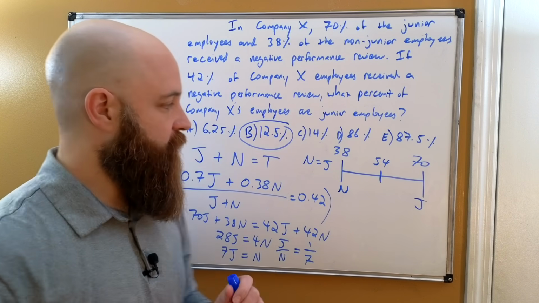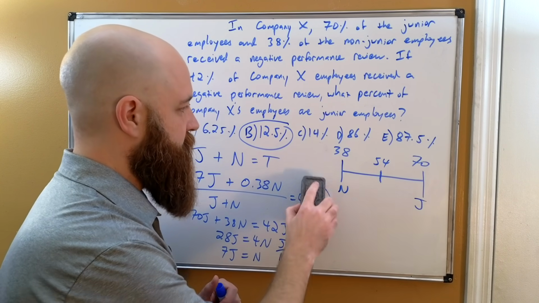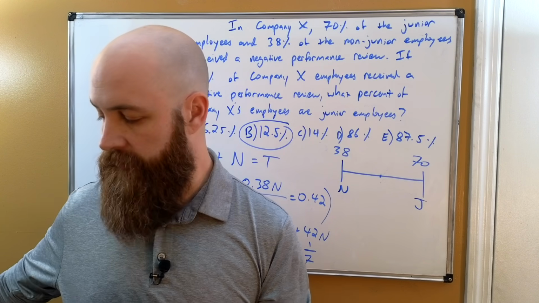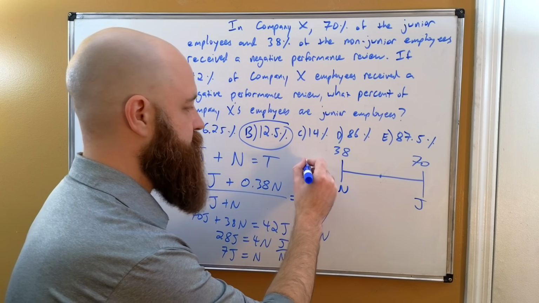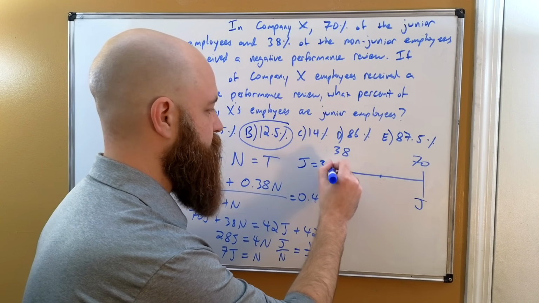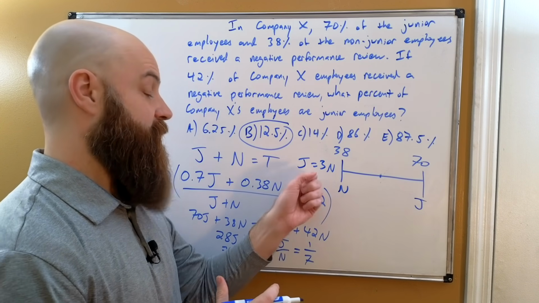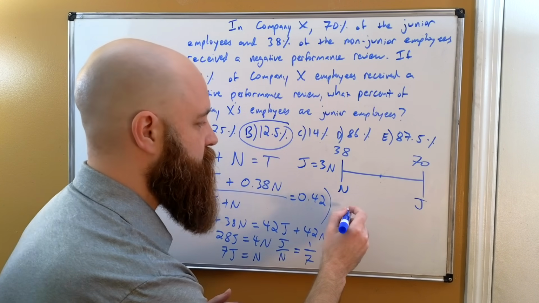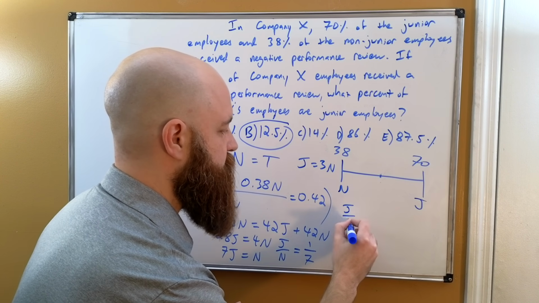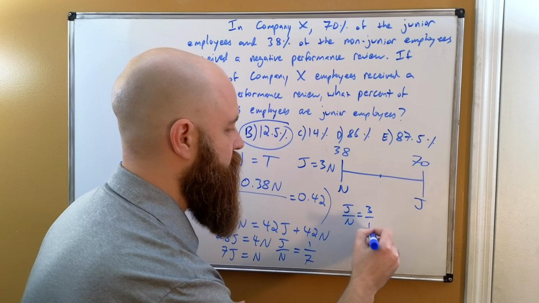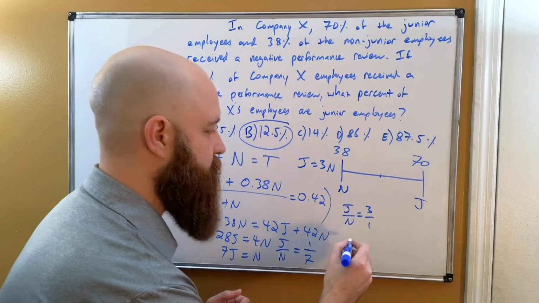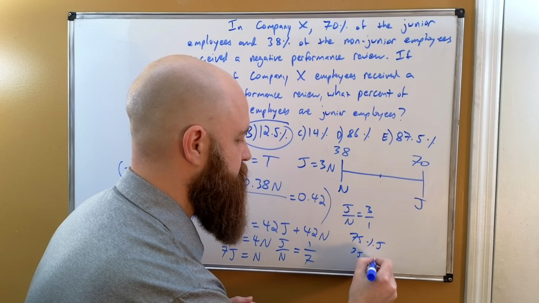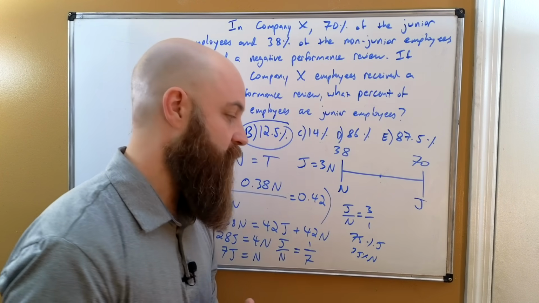Okay, so let me imagine a slightly more complicated scenario. What if the number of J's was 3 times the number of N's? I've got 3 times as many J's as N's. Okay, so J is equal to 3N. If I know that, what's the weighted average going to be? Well, let's see. If J equals 3N, then the ratio of J's to N's would be 3 to 1. Or another way to think about that would be I've got 75% J's, 25% N's.